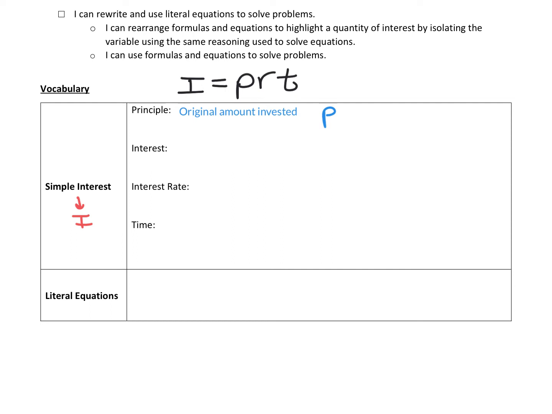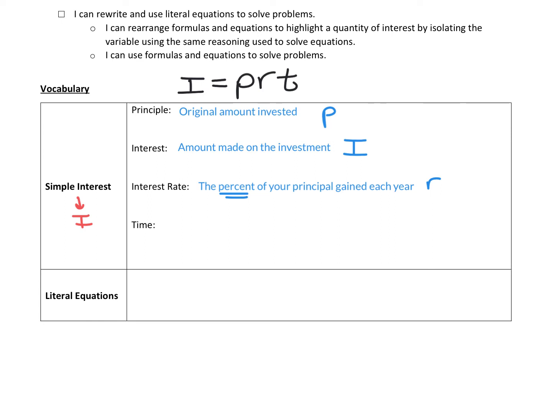Our interest is the amount made on the investment. That is the simple interest. So when we're trying to figure out how much money we're making on the investment, that is the I in the formula. Interest rate: the percent of your principal gained each year, that is the interest rate. So you earn back a percentage of your investment, your principal. That part of the formula is that R stands for interest rate, and that is a percent. So we'd be looking for a percent value on that one.